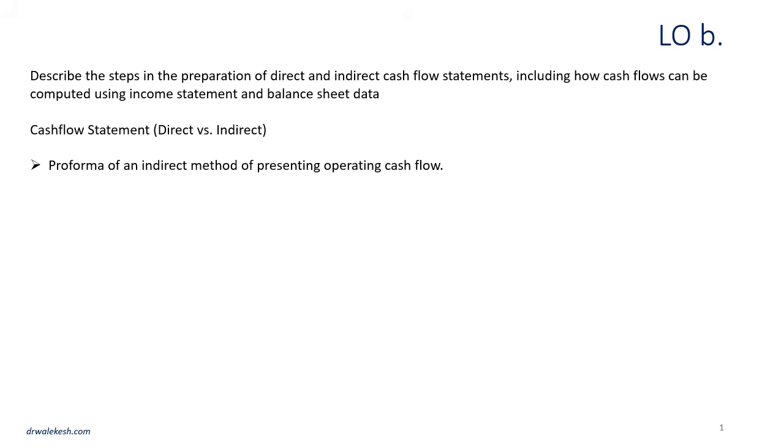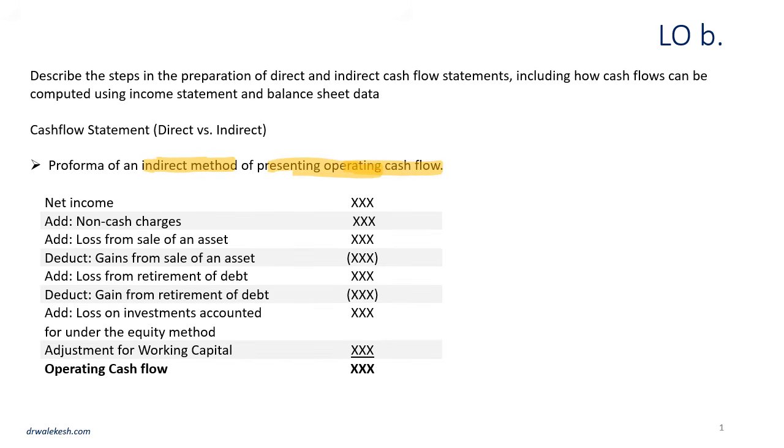Let us look at the pro forma for an indirect method of presenting operating cash flow. On the previous slide, we agreed that when using the indirect method, we would start with net income. Then you add non-cash charges. Why do we have to add non-cash charges?